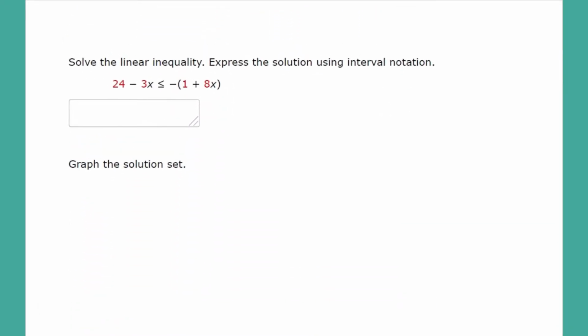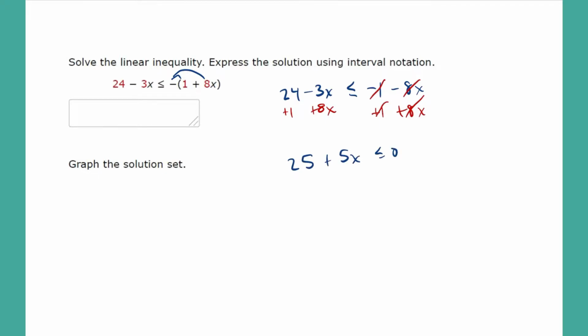Similarly, we need to solve, but first we need to distribute that -1. So that's 24 minus 3x less than or equal to -1 minus 8x. Let's bring everything to the left side. So we will add 8x and add 1. So that would become 25 plus 5x less than or equal to 0. Subtract 25. Should have left the 1 over there, actually, but that's okay.